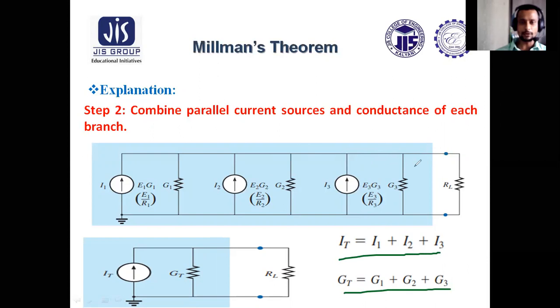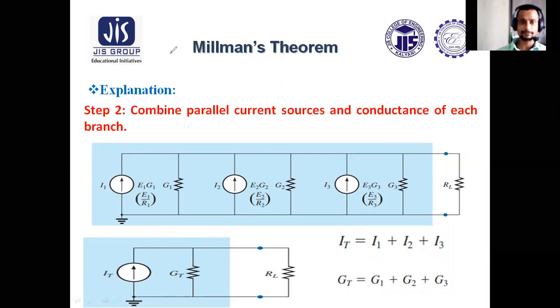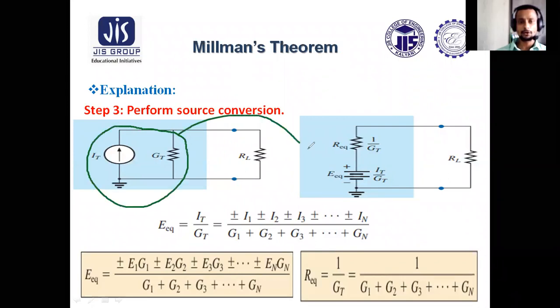So this entire network is producing I1 plus I2 plus I3 current, which is mentioned here by IT. And the total resistance of the network in terms of conductance will be GT, which is G1 plus G2 plus G3. So this entire part can be represented by this one. Okay, next. Once this part is obtained, what will you do? We will now convert this current source in terms of voltage source.